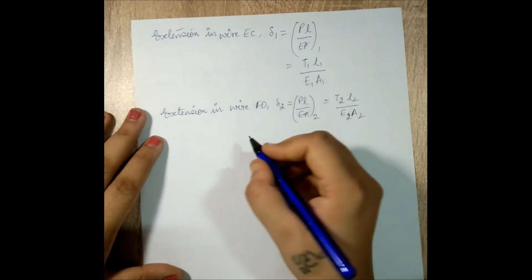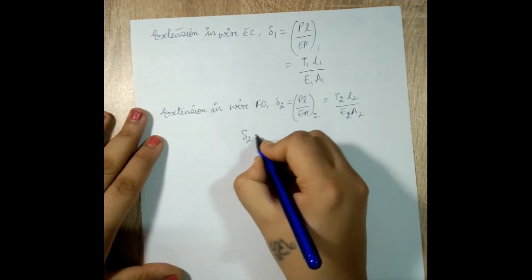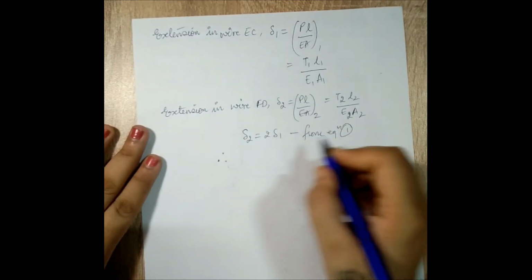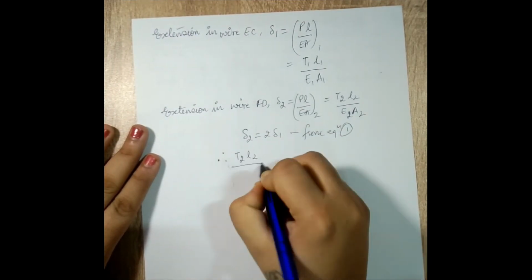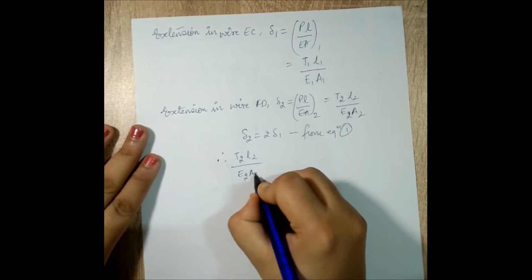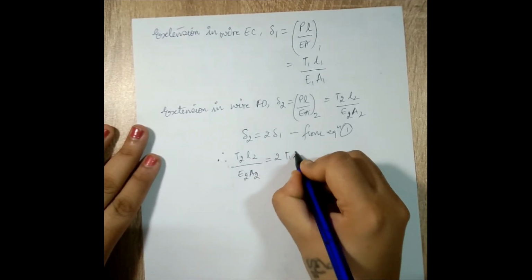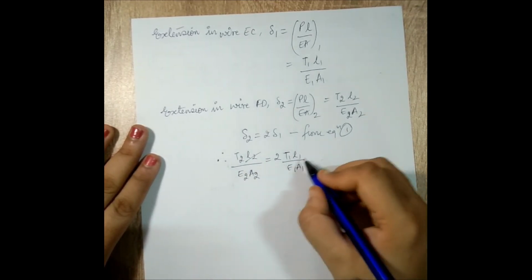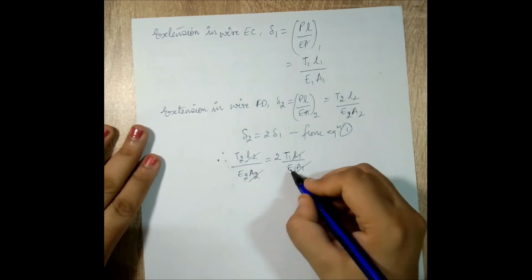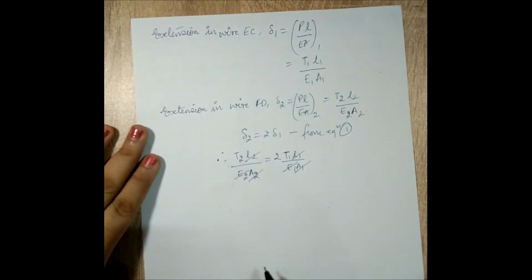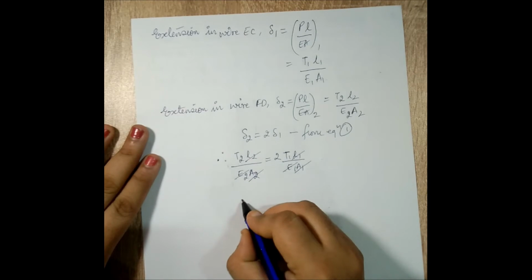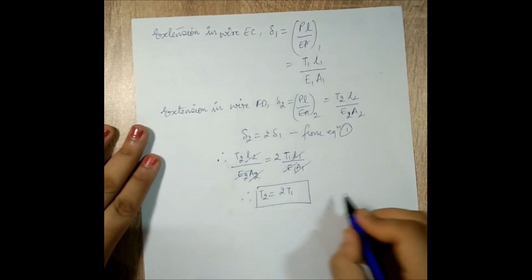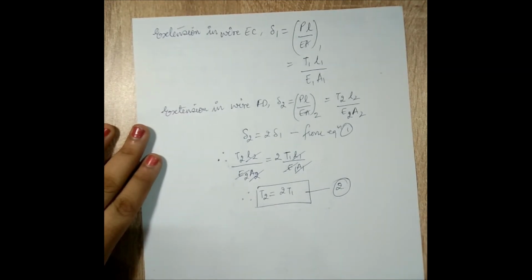Okay, we have just found a relation that delta 2 is twice delta 1. So this is from equation 1. Therefore T2 L2 by E2 A2 will be twice T1 L1 upon E1 A1. Here L1 and L2 are equal, A1 and A2 are equal, E1 and E2 are equal because the wires are of identical nature. So I have therefore T2 is twice T1. So this is another equation I find. I mark this as equation 2.